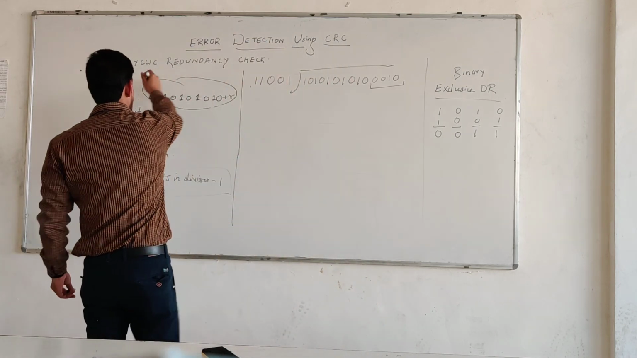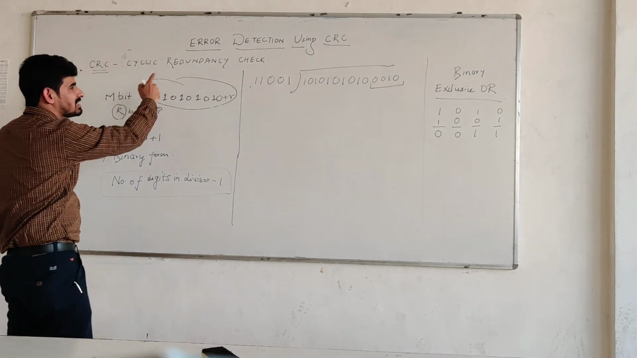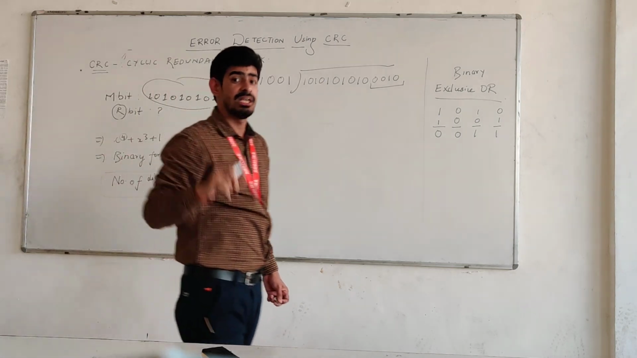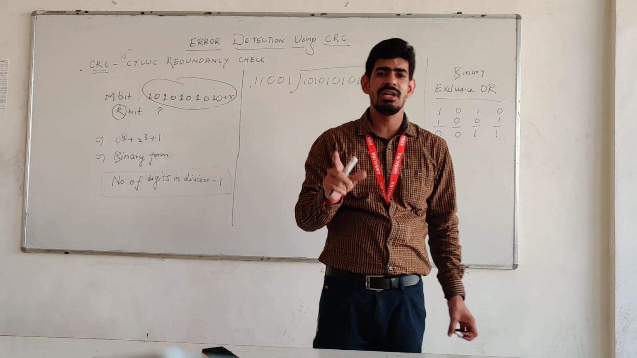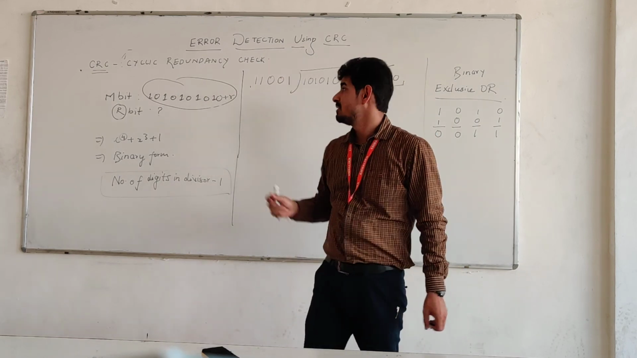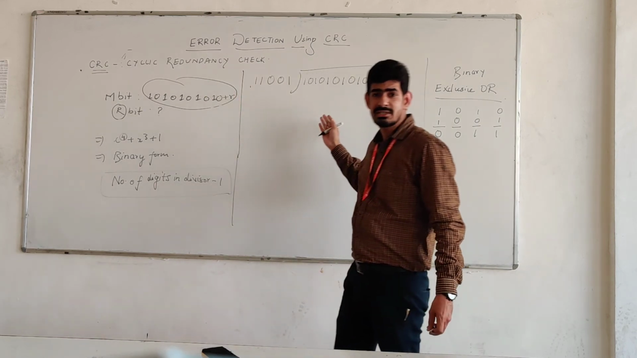So this process is named cyclic redundancy check, that is, cycle the original message bit until we get no errors in our message bit.